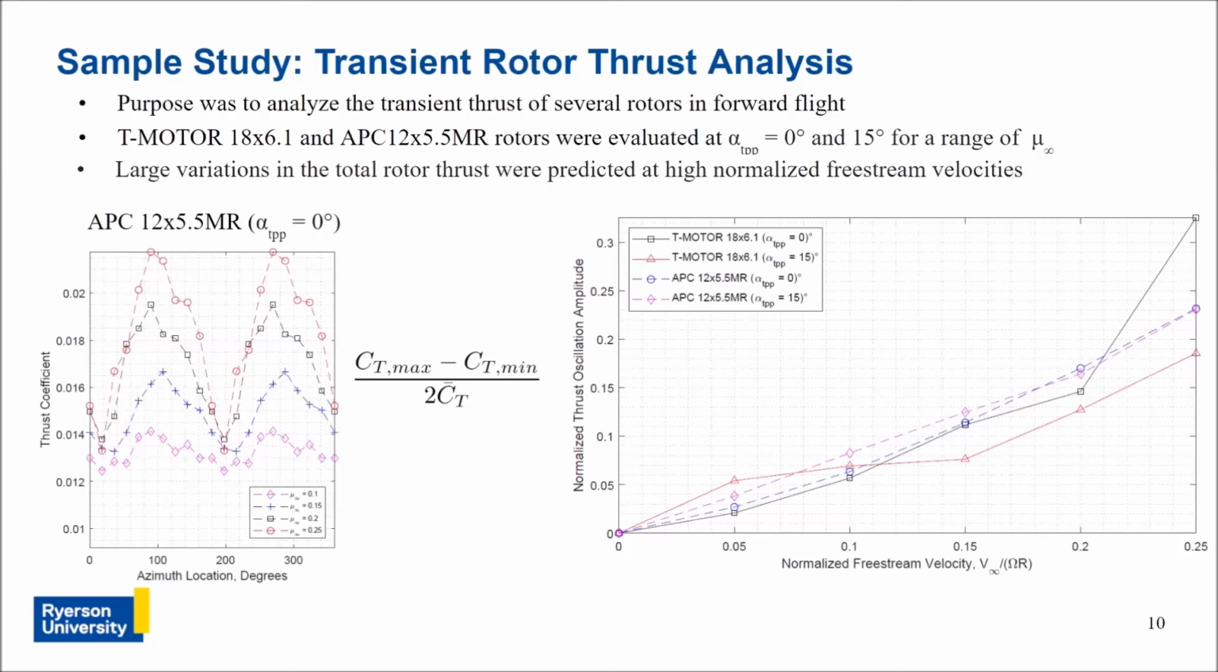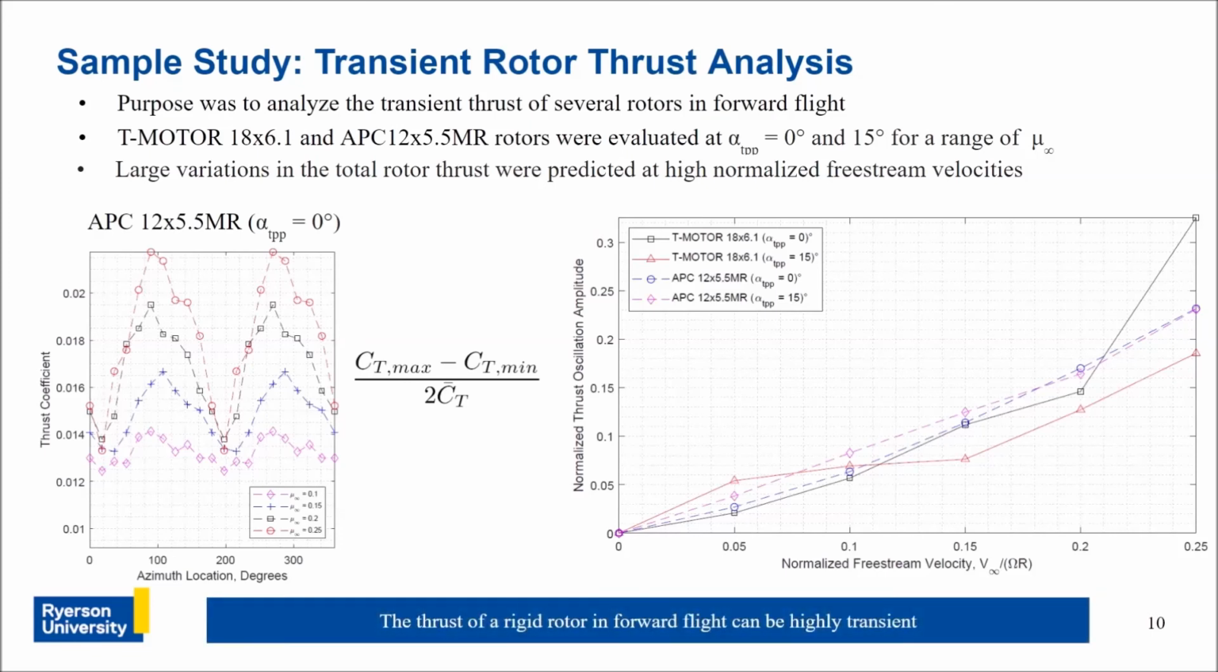Looking at the T-motor results here on the black line for a tip path plane angle of 0 degrees, this data point in the far upper right corner of the graph corresponds to the rotor at 3000 RPM at about 25 meters per second forward speed. And here the T-motor has a normalized thrust oscillation amplitude of over 0.3. Another way of saying that is the rotor thrust oscillates by over 60% of the mean, and this happens twice every revolution. So the thrust of a rigid rotor in forward flight can be highly transient.